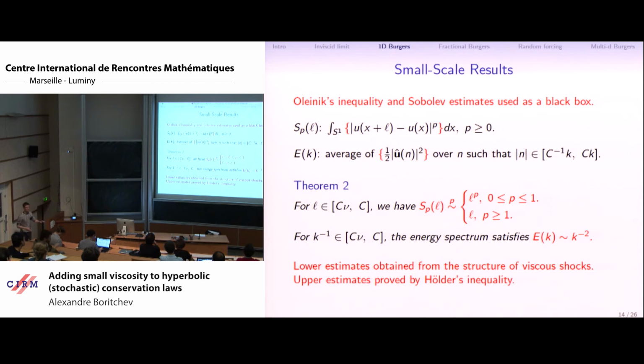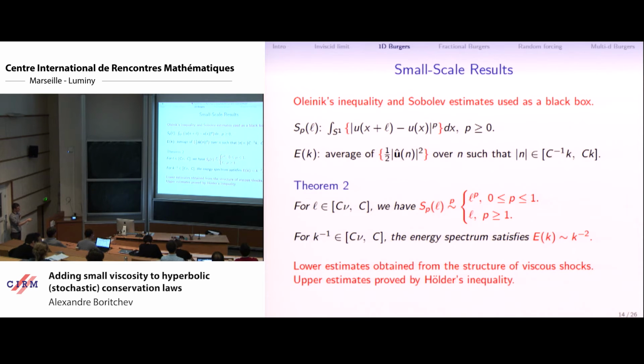Okay, now we forget absolutely everything about the equation. We just have Oleinik's estimate and the estimates about time averages of Sobolev norms, which I just mentioned. And now we use them as a black box to obtain results on the small-scale quantities which are traditionally of interest to people in the fluid dynamics community.